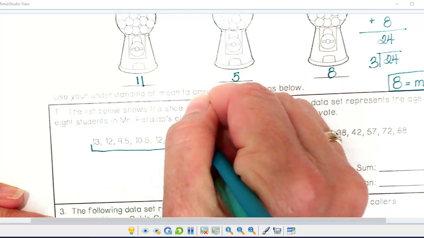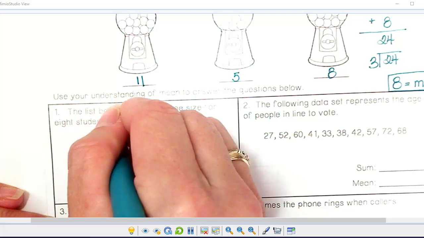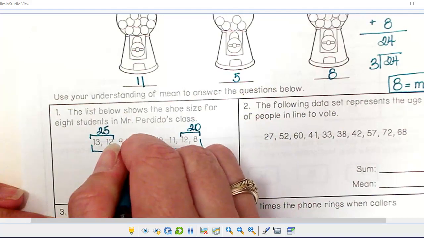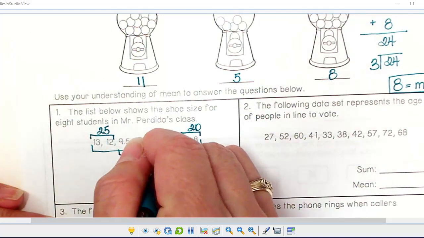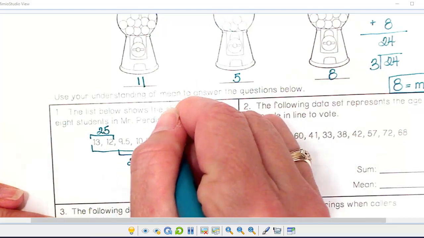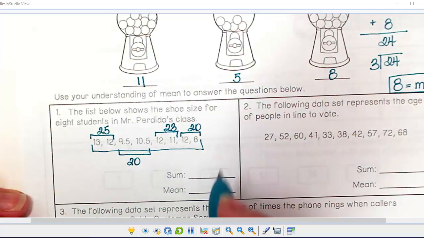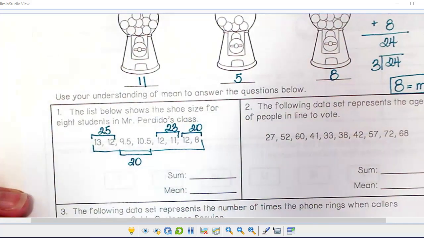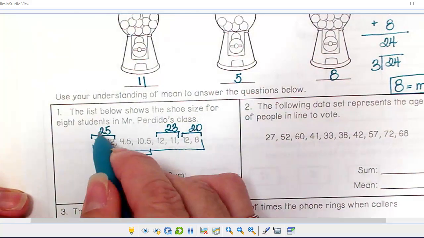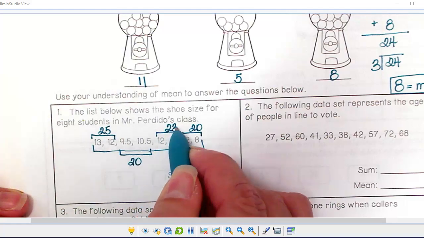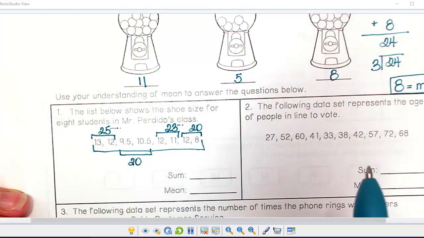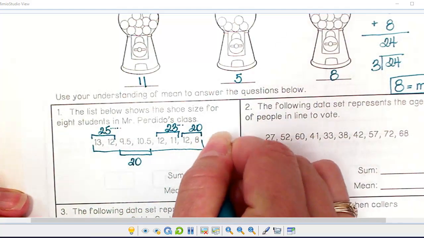12 and 8, I know is 20. 13 and 12, I know is 25. 9.5 and 10.5 add together to give me 20. 12 and 11 add together to give me 23. Okay, so you can add them all individually if you want. I'm just trying to mentally do what's as easy as possible. 20, 40, 60, 80, 81, 82, 83, 84, 85, 86, 87, 88. Okay, so the sum is 88.